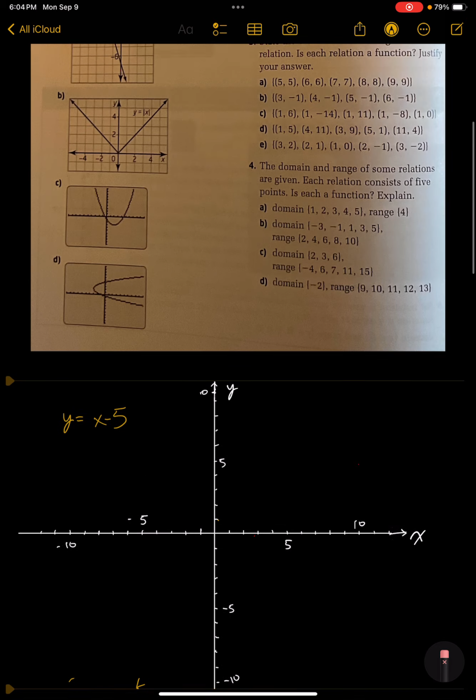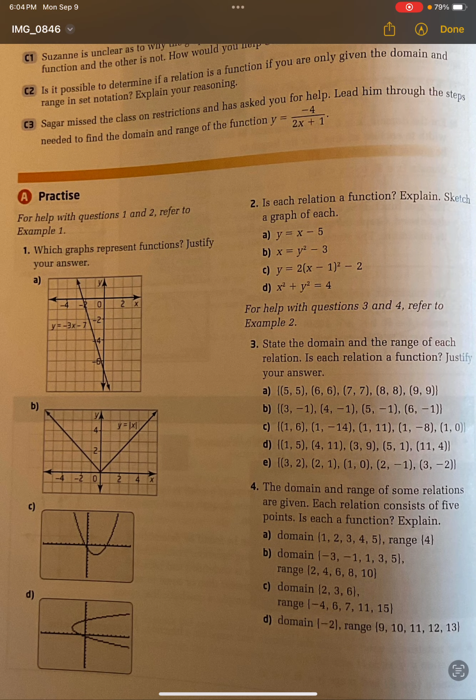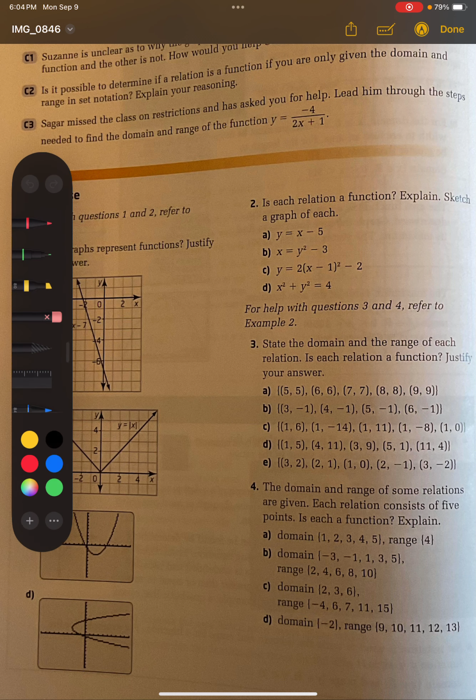Okay, let's look at question 2. Question 2 states, is each relation a function? Explain, sketch a graph of each. Be careful for this question, because it's an x, not a y. It changes. And then we have just a regular parabola. And this, if you don't recognize it, it's a circle.